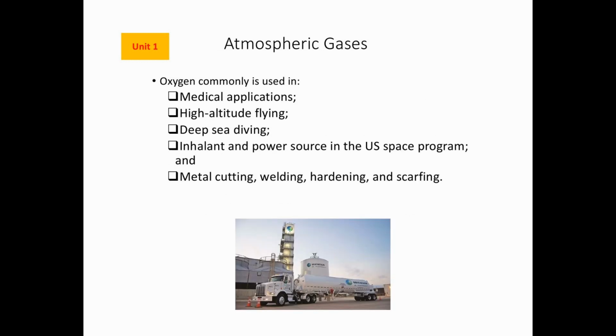Oxygen is commonly used in medical applications, so some locations provide medical oxygen. It's also used in high-altitude flying and deep sea diving. It's the power source in the U.S. space program. It's also used in metal cutting, welding, hardening, and scarfing.